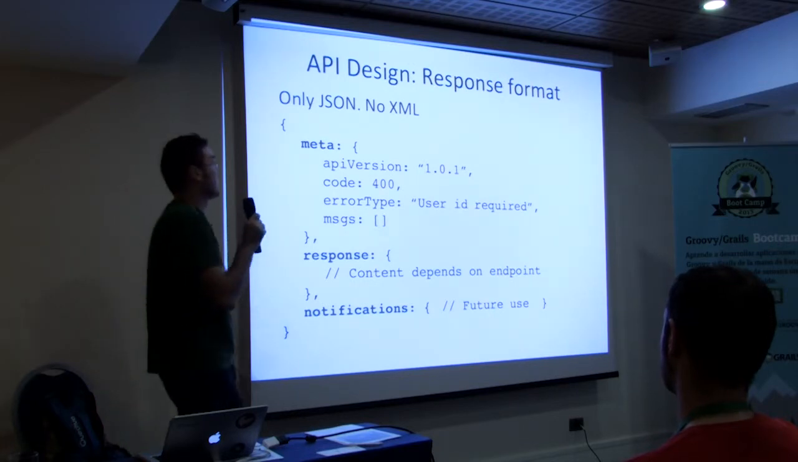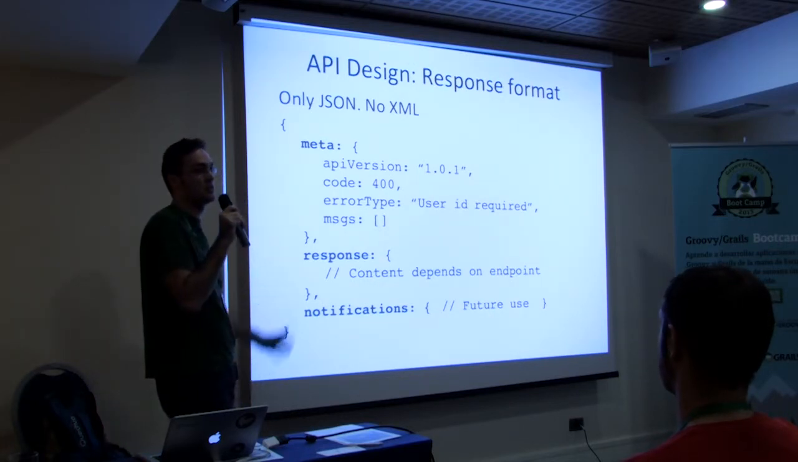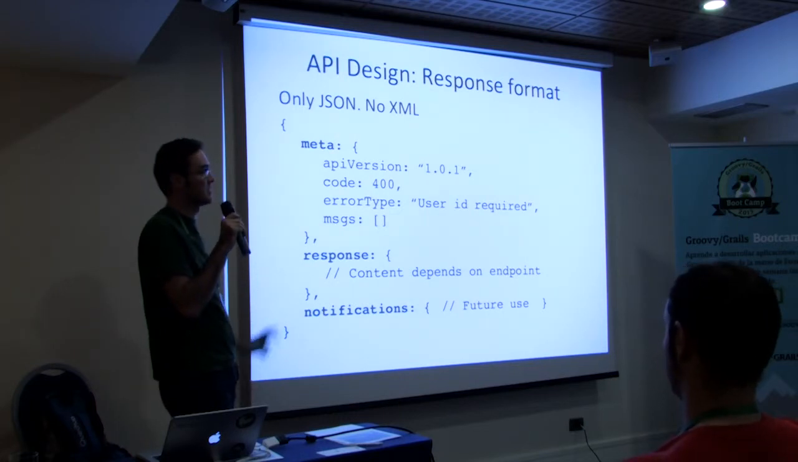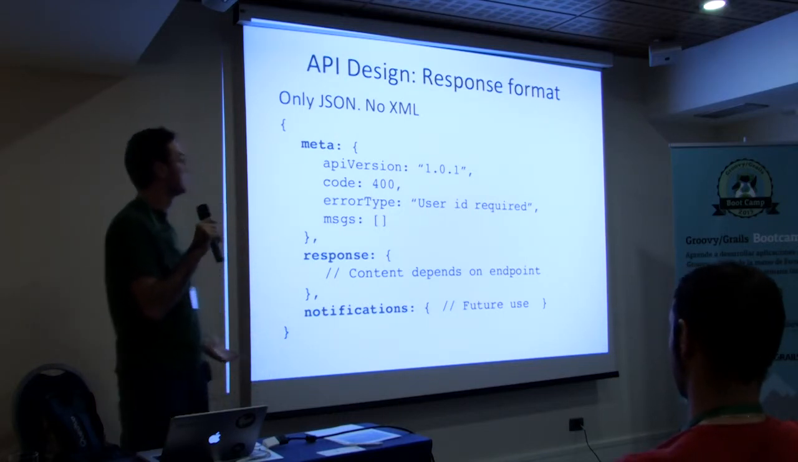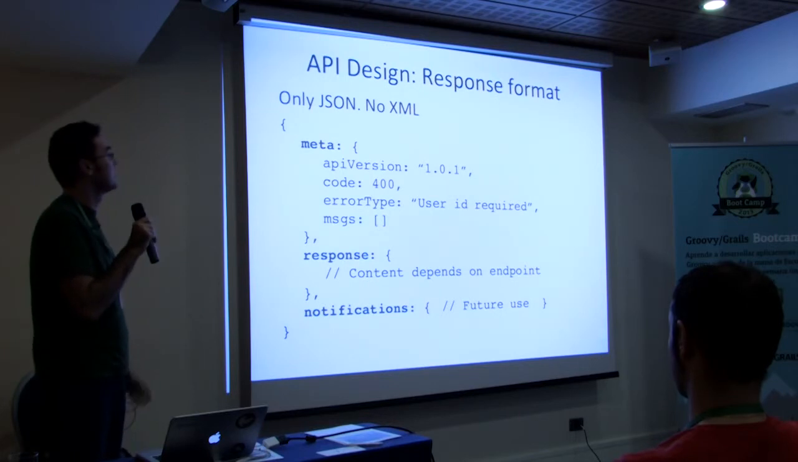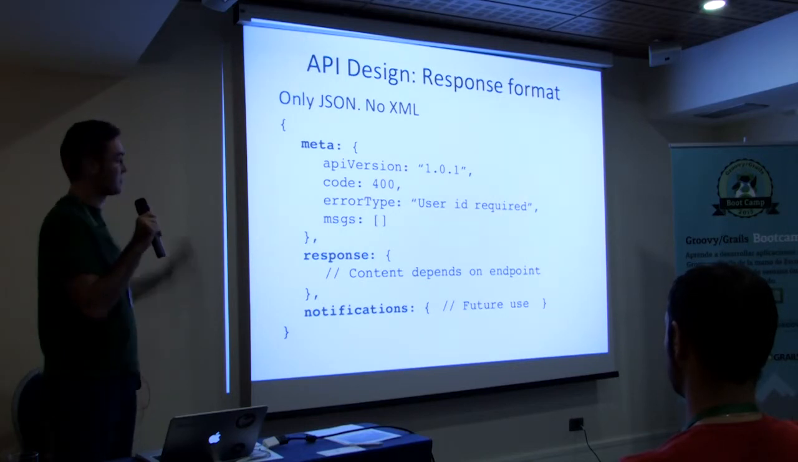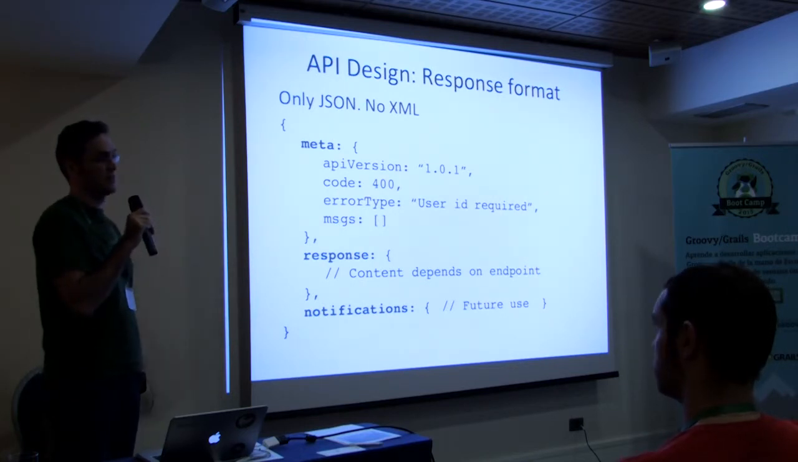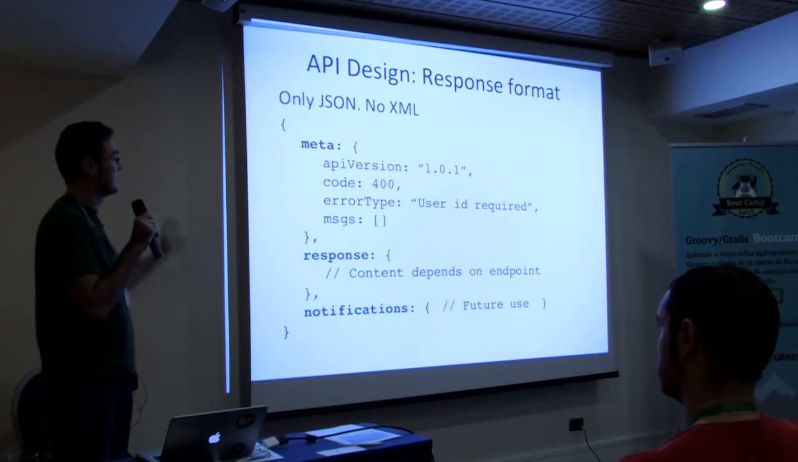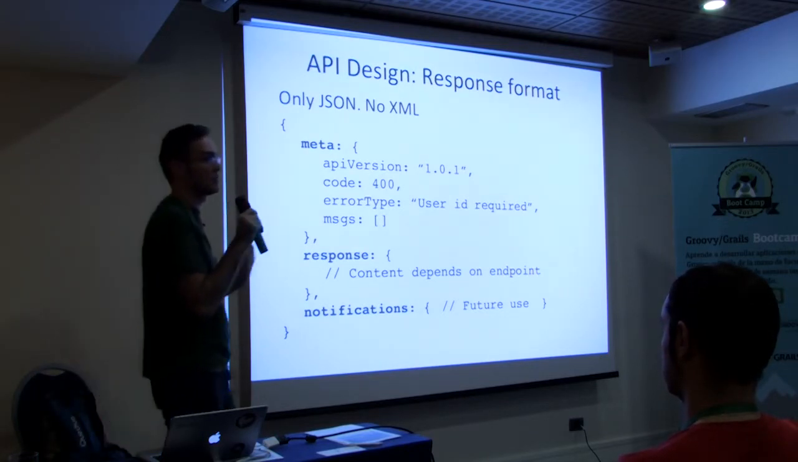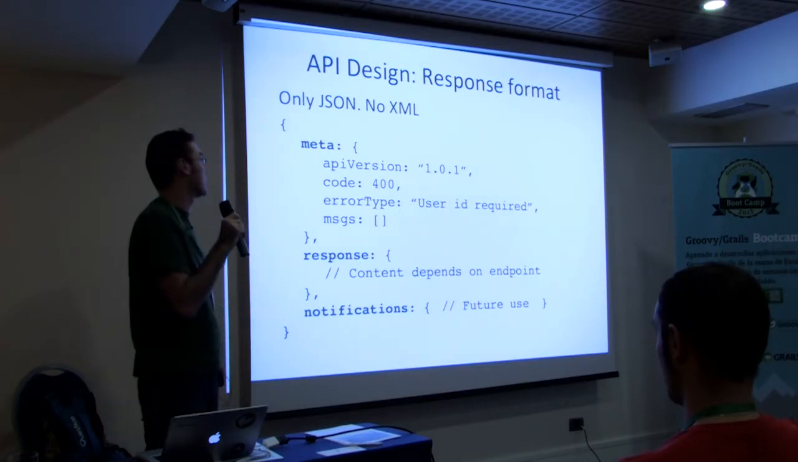Then we went to the response format. We decided to go with JSON, no XML. We more or less control the clients, the wrappers, the SDK in the mobile, so we don't have to support two formats. And the general format we actually copied from Foursquare. It's the one we like the most. It has three main sections, including a meta section where you have all the meta information that the client can know.